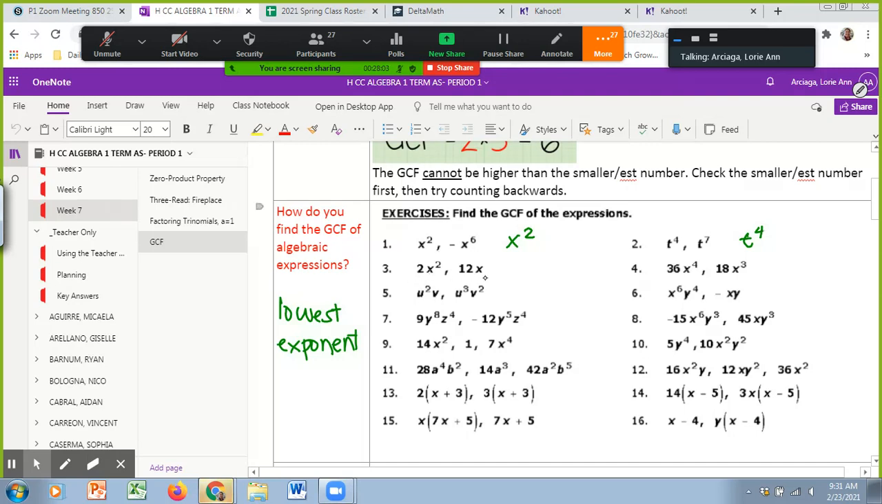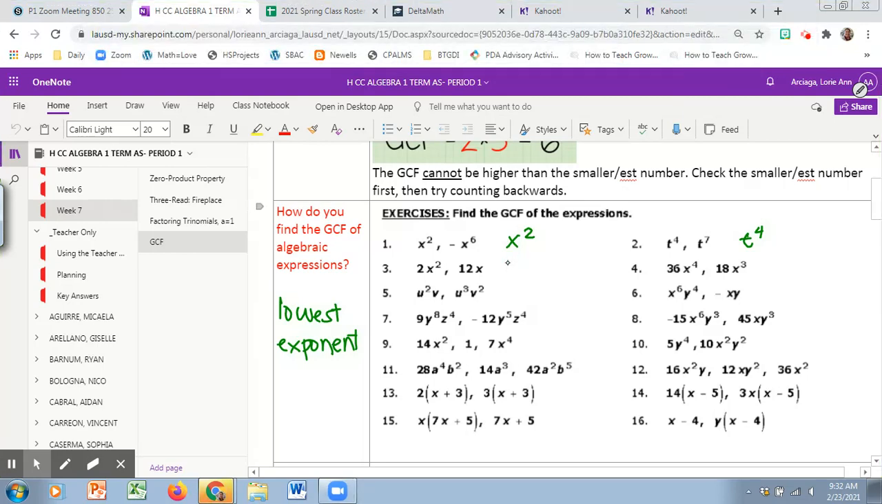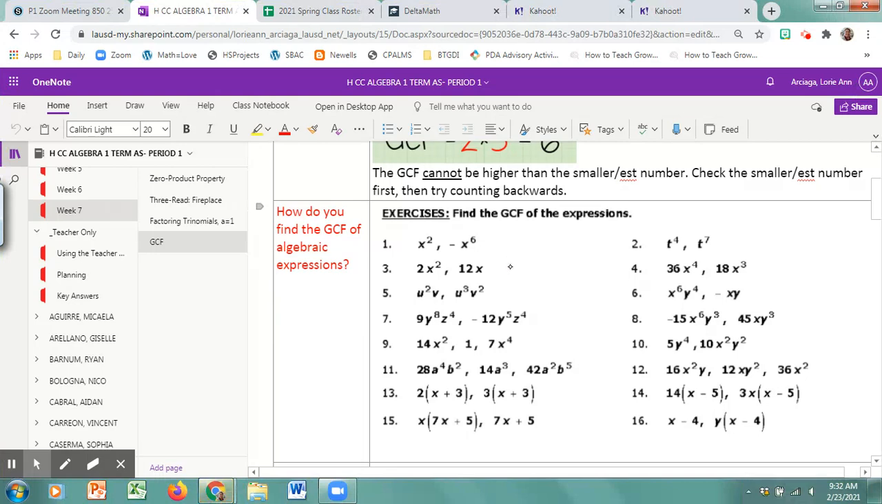2x squared and 12x. This time it has numbers. So you're going to look at the numbers first. What's the GCF of 2 and 12? 2. Perfect.